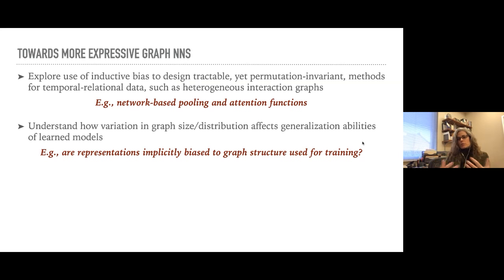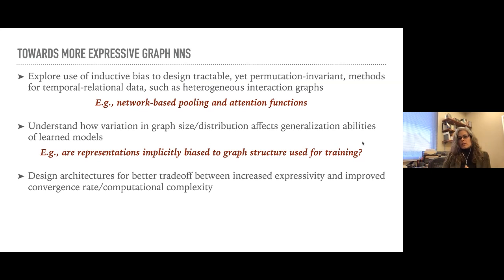So for example, these representations or embeddings might be implicitly biased to graph structures used in the training data. And finally, I think we need to focus on designing architectures that deal with the trade-off between increasing expressivity, but also maintaining scalable, tractable computational complexity or fast convergence rates.